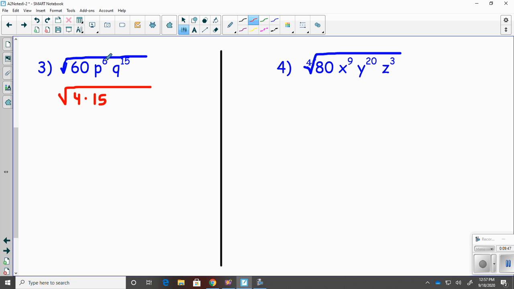I'll look at my p. Power is 6. I definitely can divide 6 by 2 and it'd be a nice whole number. So for right now, again, make sure you just drop it down and we'll answer it in the next step.